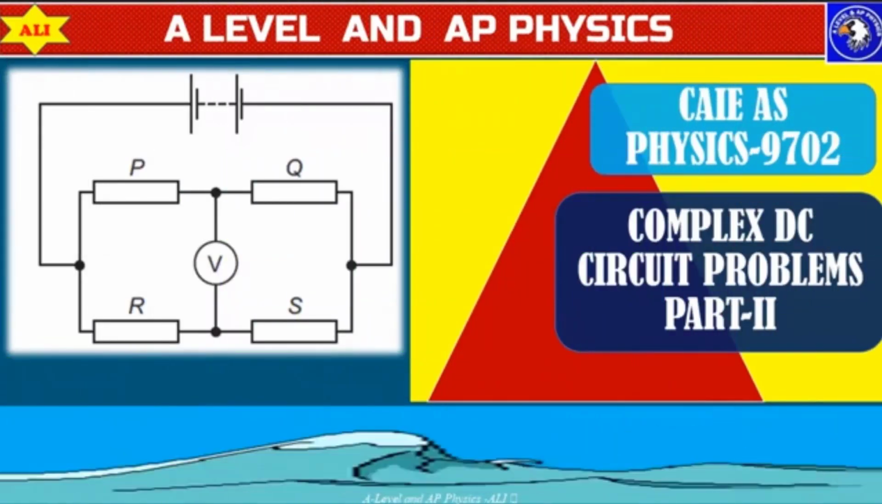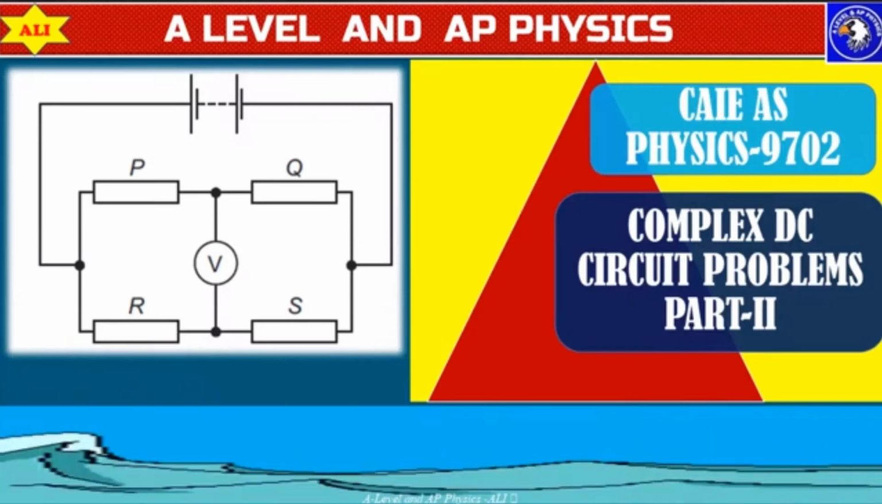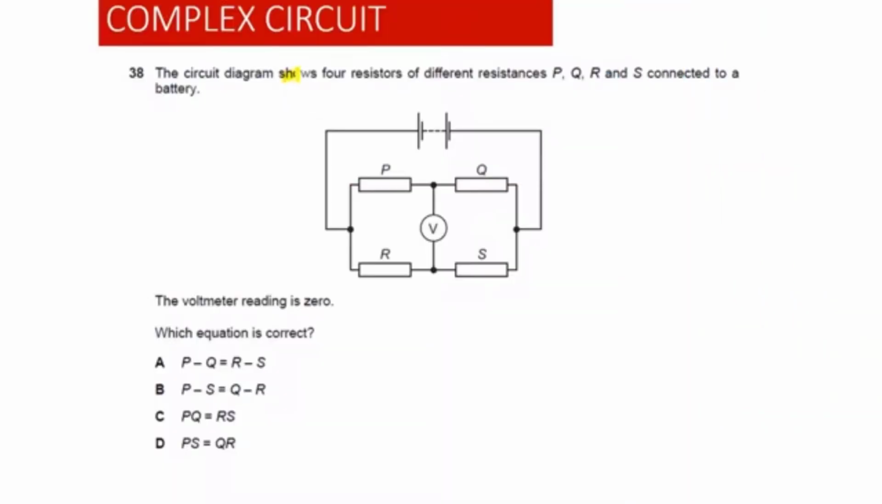In this video, we will explore more about complex DC circuits. We have four resistors and they are not identical, meaning their resistances are different. A voltmeter is also connected in this circuit, and the reading on this voltmeter is equal to 0, and this is a very important point for us to answer this question.